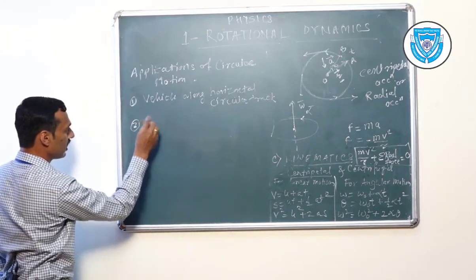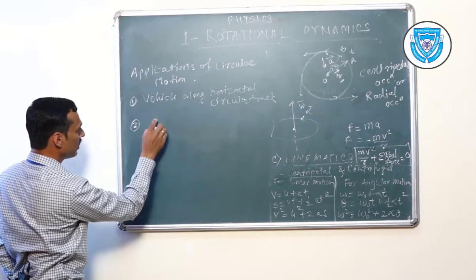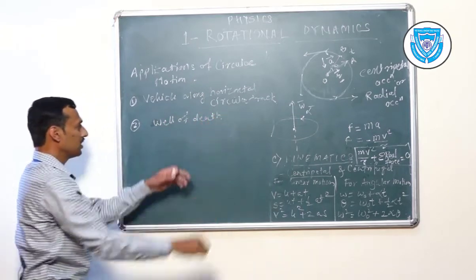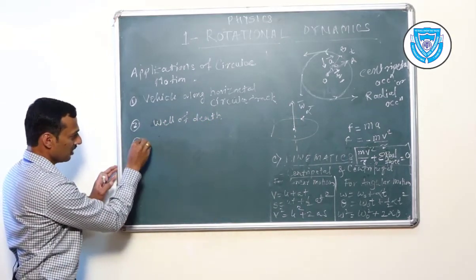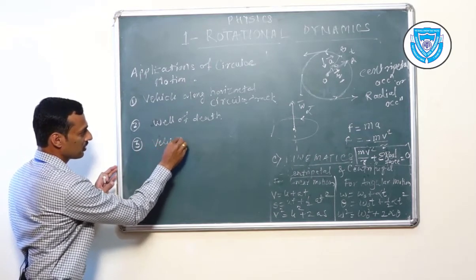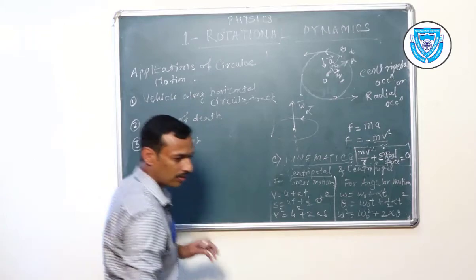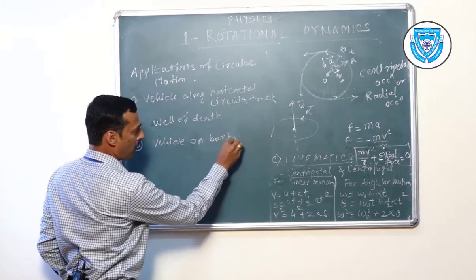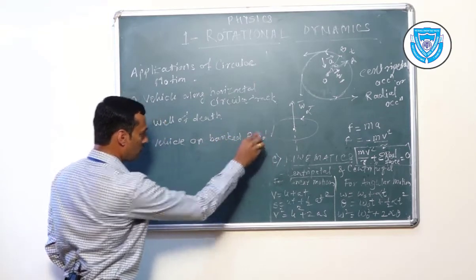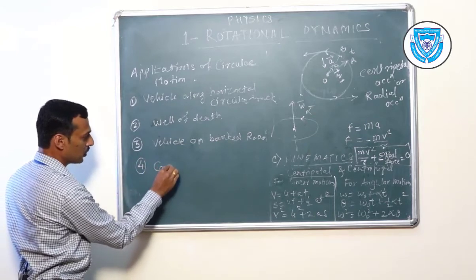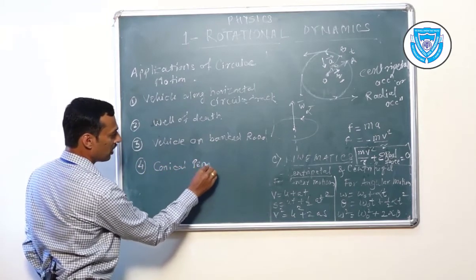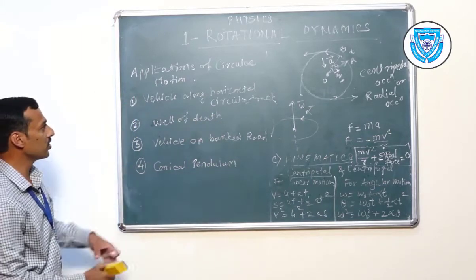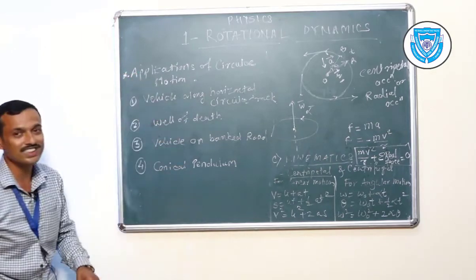Then second one, sphere or well of death, let us say well of death. Third one, a vehicle along a bank road. Vehicle on a bank road. And last one, fourth one, conical pendulum. Now, four applications of circular motion, that is how or why to study the circular motion.